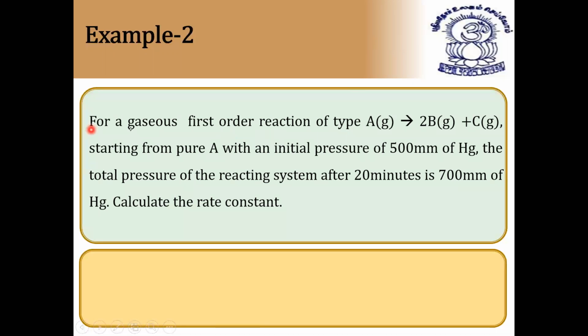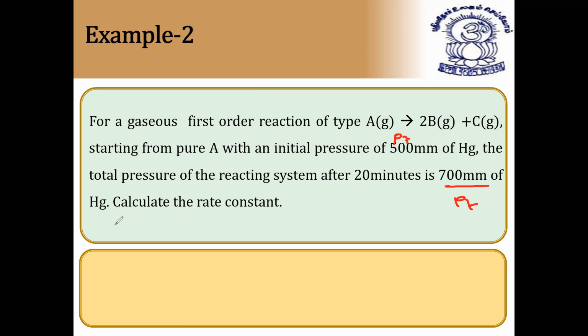Now example, this example is the same thing. For a gaseous first order reaction of type A gives 2B plus C, very, very important, 2B they have given. Starting from pure A with an initial pressure of, so Pi is given. So I'm writing here itself, Pi is equal to initial pressure is equal to 500 millimeters of Hg. The total pressure of the reacting system after 20 minutes is 700. Total pressure Pt is also given, and calculate the rate constant.